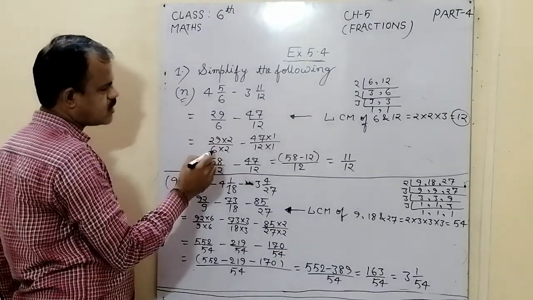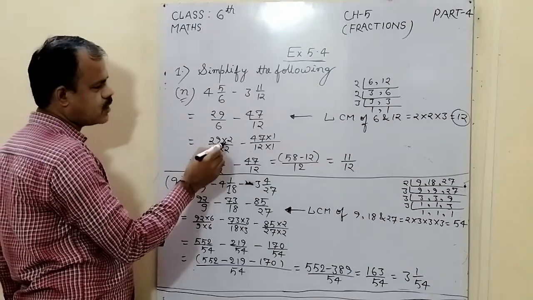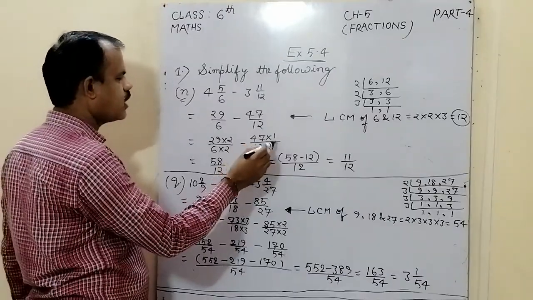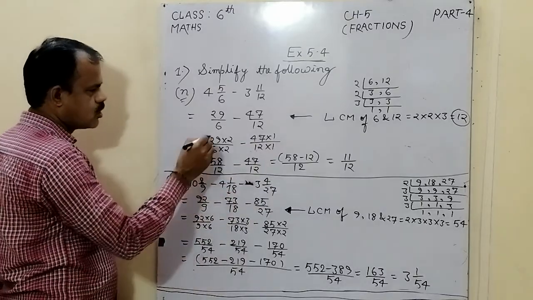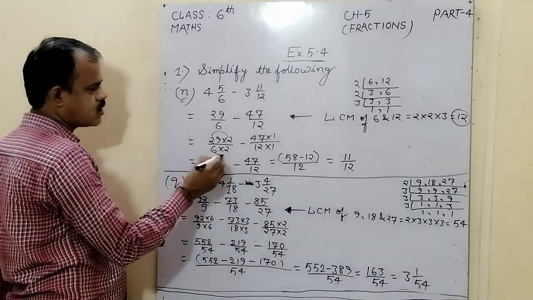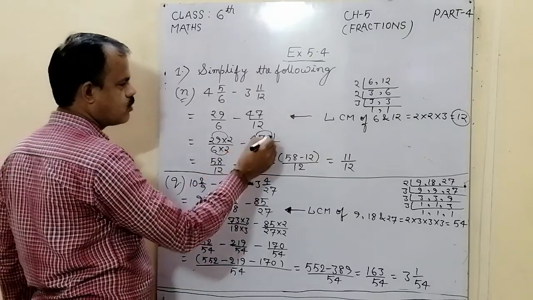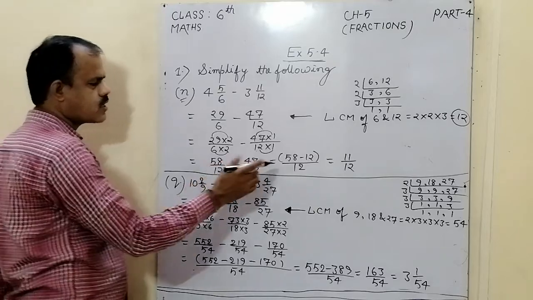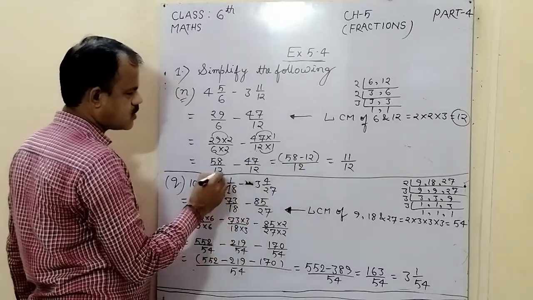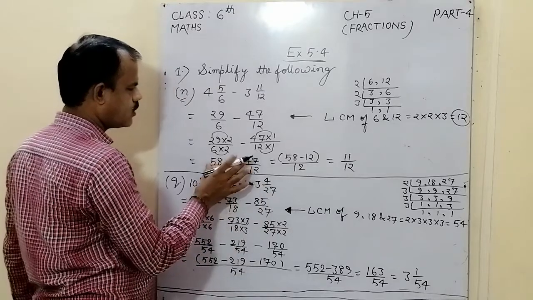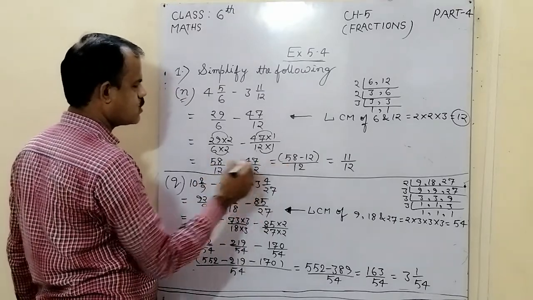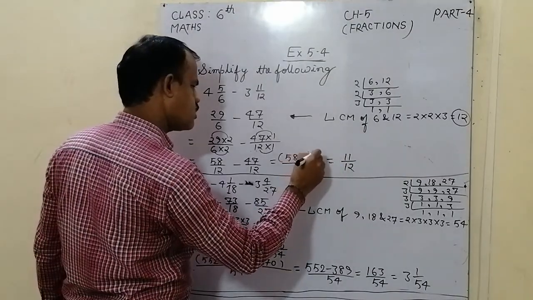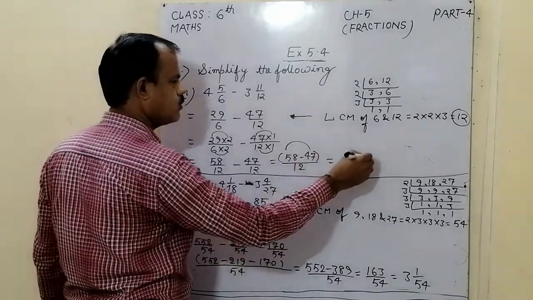So 29 by 6: 6 twos are 12, so multiply by 2 both numerator and denominator. And here it is already 12, so multiply by 1 both numerator and denominator. So 29 twos are 58, 6 twos are 12, 58 by 12. 47 ones are 47, 12 ones are 12. Now both fractions are like fractions, so we write here the LCM 12 and write the numerator parts, that is 58 minus 47, so it becomes 11 by 12.